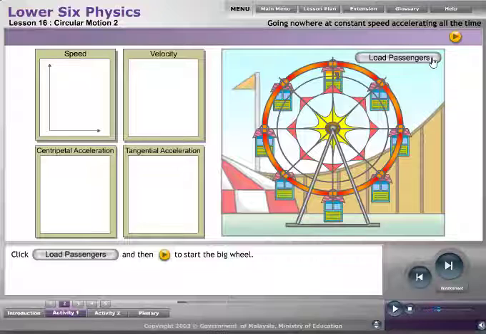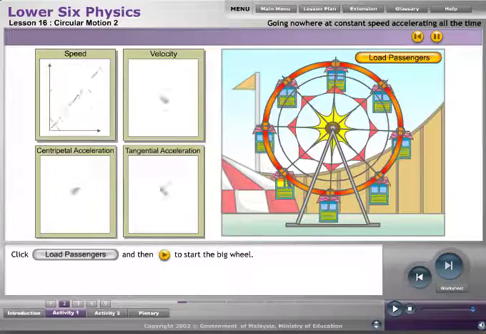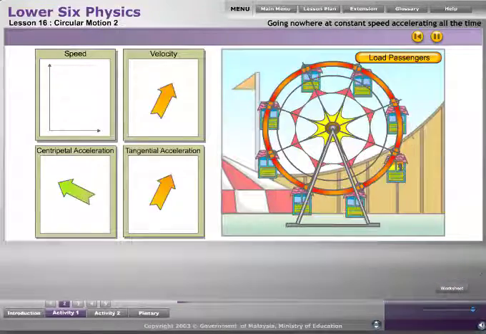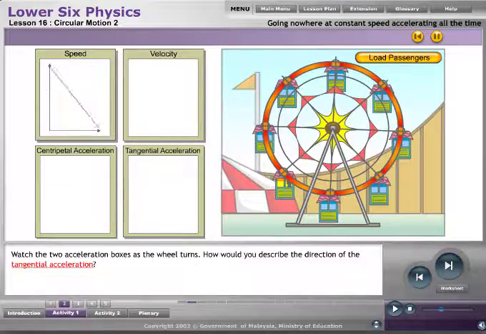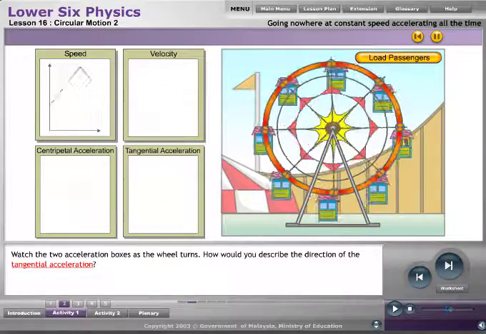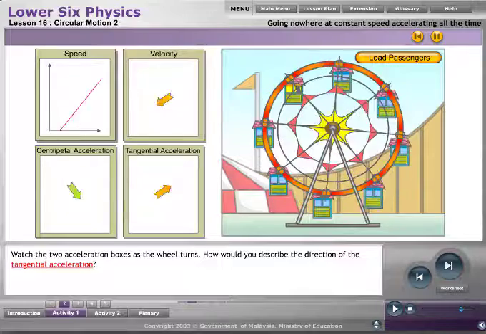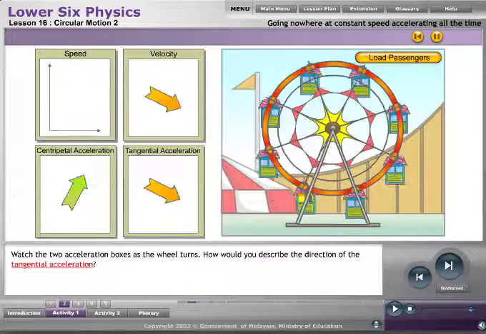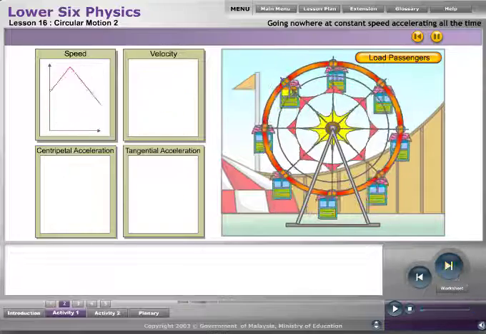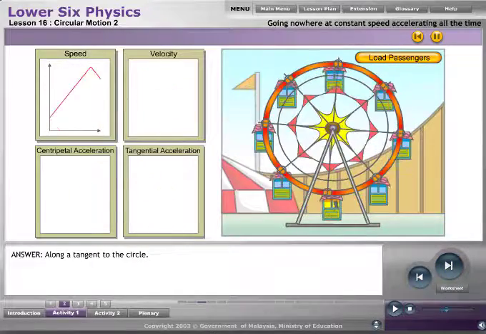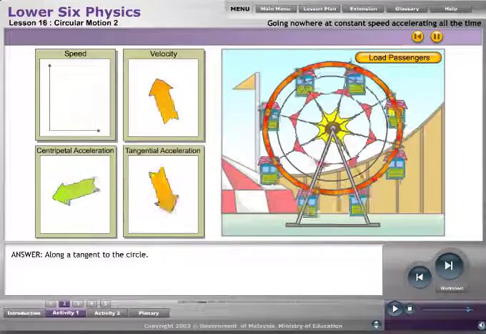Click Load Passengers button and then Play button to start the big wheel. Watch the two acceleration boxes as the wheel turns. How would you describe the direction of the tangential acceleration? Answer: along a tangent to the circle.